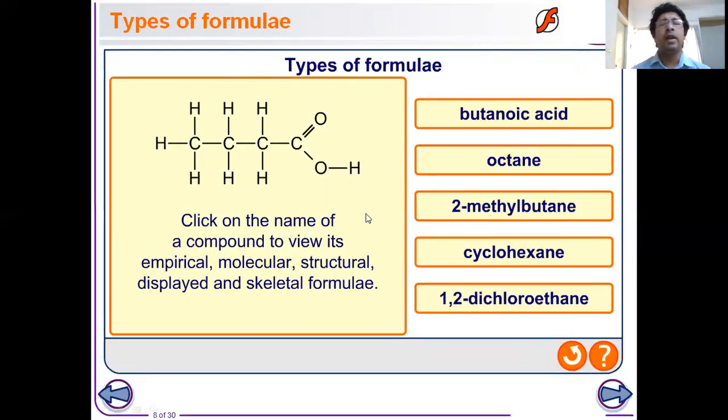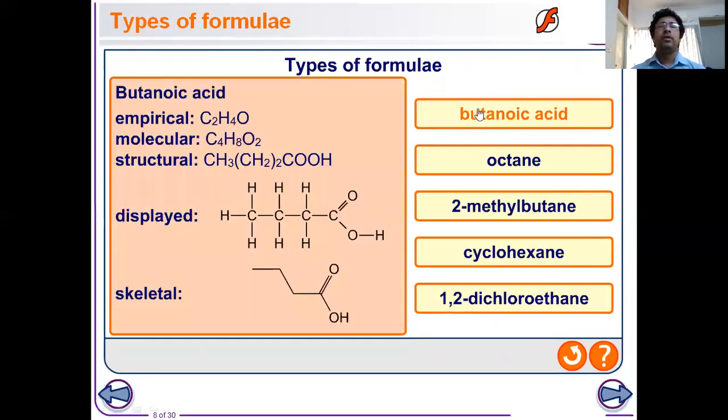Well, now we have learned about molecular formula, structural formula, displayed formula, and skeletal formula. Let's clarify the idea of all these types of formula. First, butanoic acid. Its molecular formula is C4H8O2. By simplifying the formula, we will get the empirical formula, that is C2H4O.